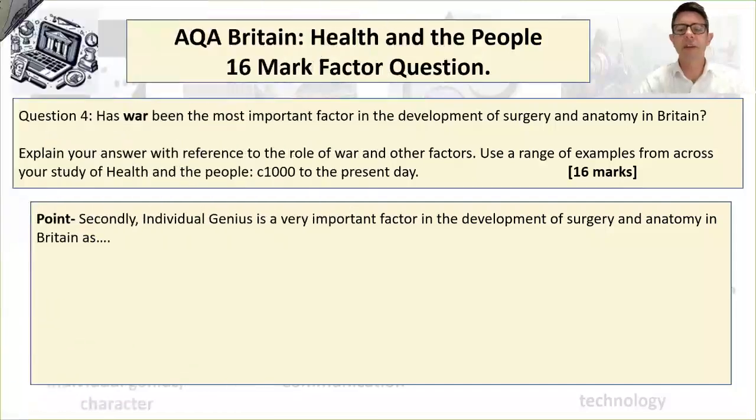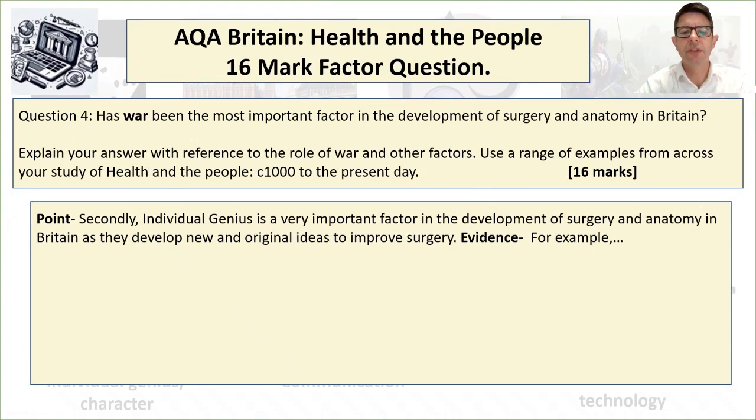Secondly, individual genius is a very important factor in development of surgery and anatomy in Britain. Okay, so we're going to work through this one together. So in your revision guide, you can start writing your answers. So finishing off this point, how would you finish this sentence? Why are individual geniuses so important?